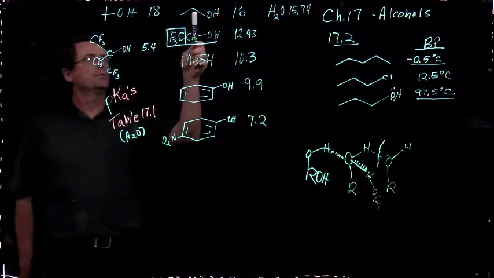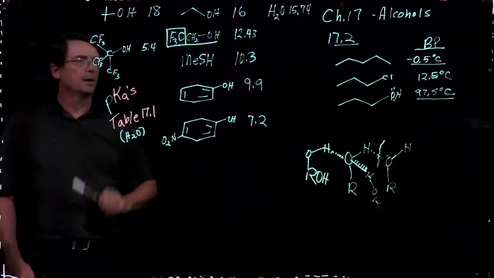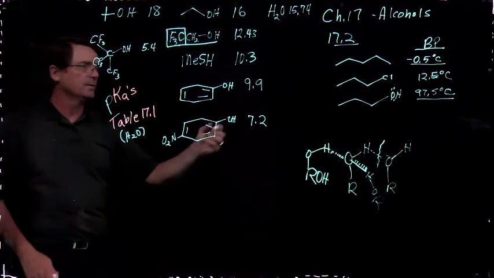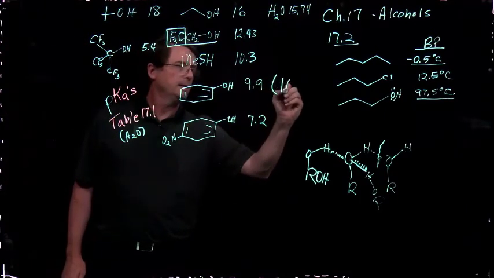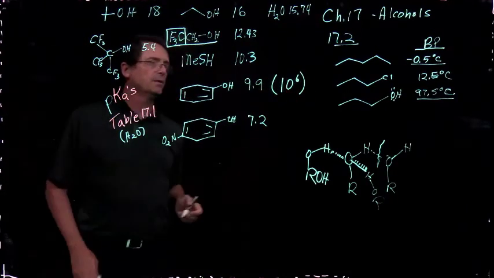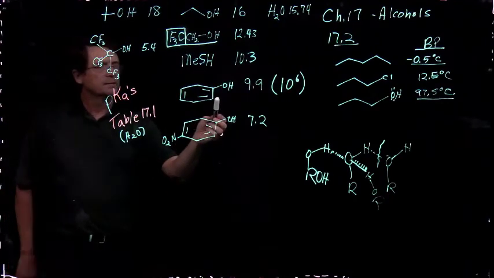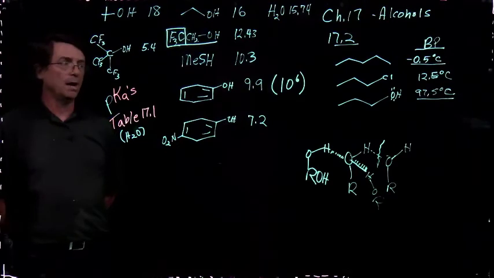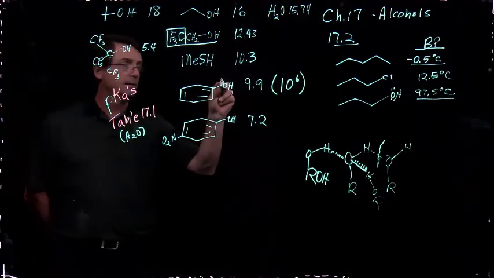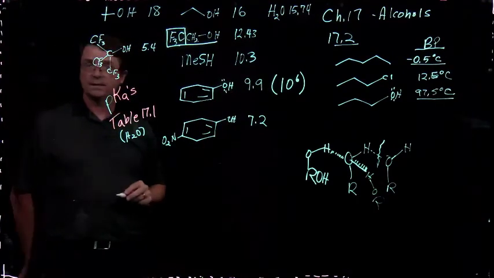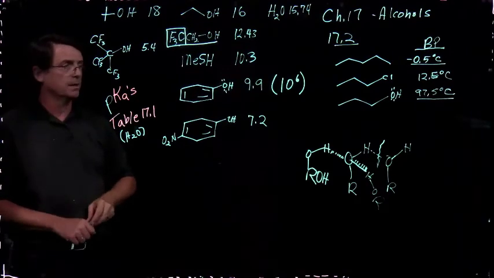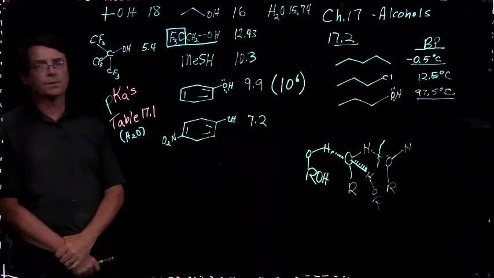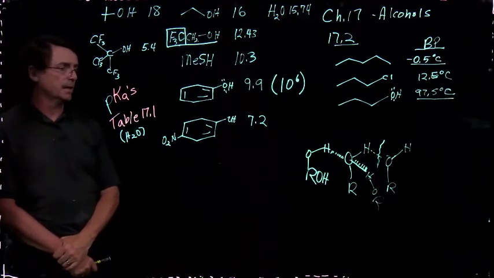Now, what happens if we go from an aliphatic alcohol to an aromatic alcohol? We go from 16 to 10. Now remember, this is a 10 to the power 6 difference. That is, phenol is 1,000,000 times more acidic than ethanol. Now why is that? Could you explain that? On the basis of resonance forms, for instance. Now that we've covered aromatic groups, you should be able to, and I'm going to leave that for you as an exercise. I'm not going to cover it in lecture.